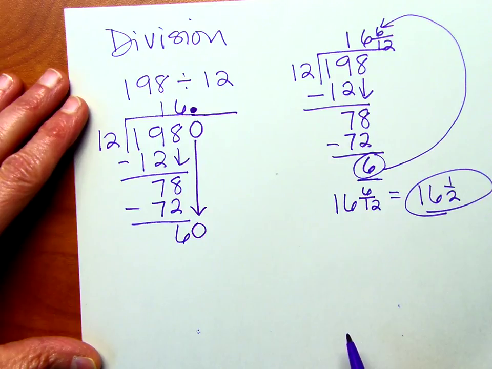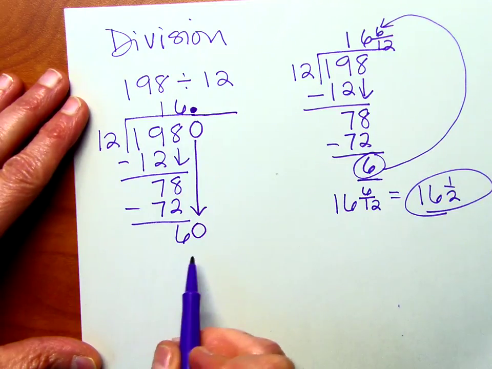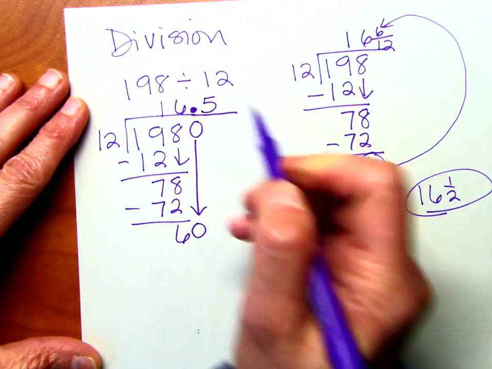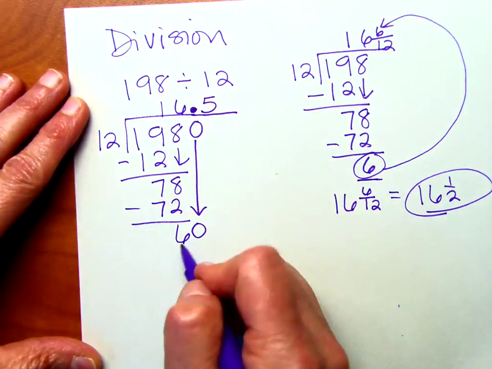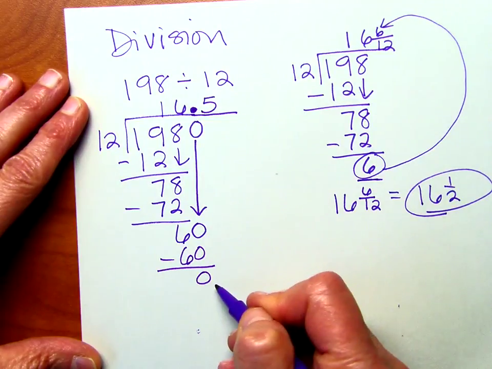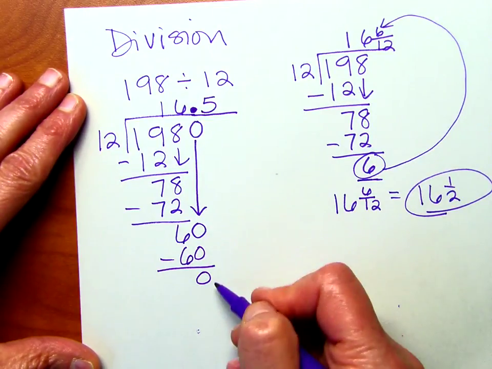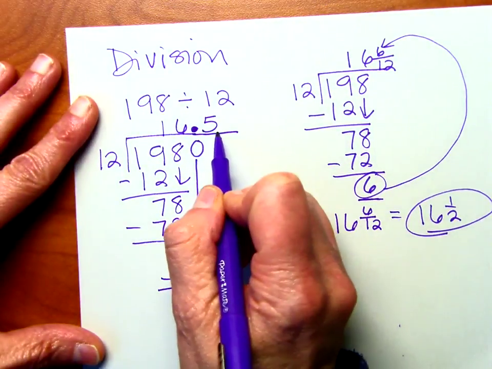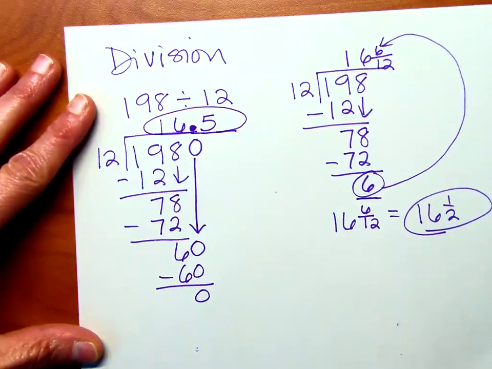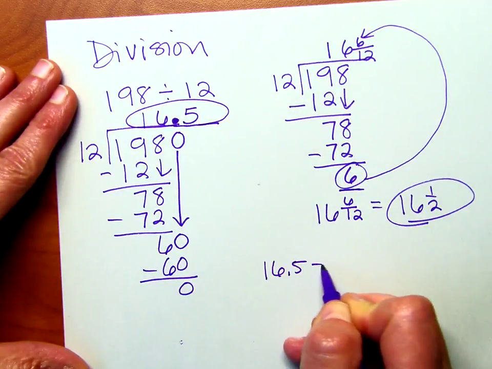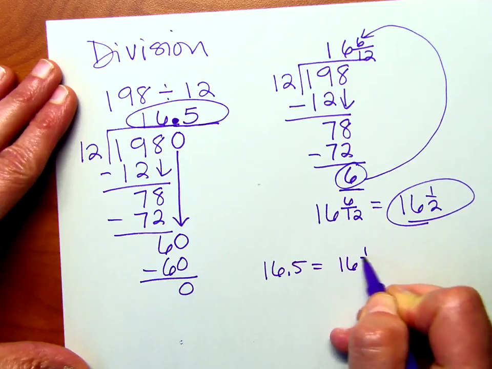Now we have 60. How many times does 12 go into 60? 5 times. Now 5 times 12 is in fact 60. And when we take the difference, we don't have anything left, we're done. So our final answer would be 16 and 5/10. Now 16 and 5/10 is equivalent to 16 and 1/2.